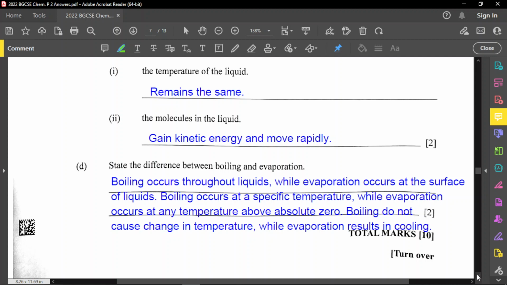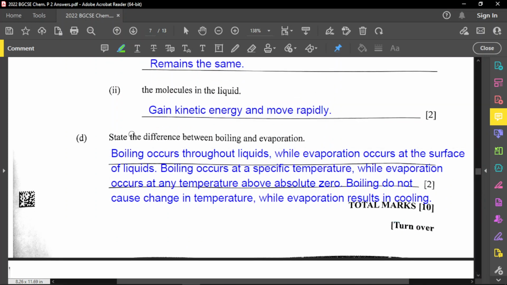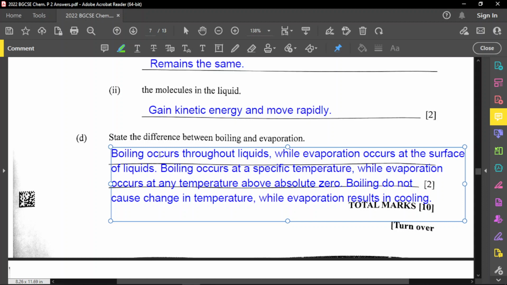All right. So part D, which is the last part of this question, is to state the difference between boiling and evaporation. For 2 marks, you're looking for 2 differences. So boiling occurs throughout the liquid, while evaporation occurs at the surface of a liquid, right? The next thing that is different is that boiling occurs at a specific temperature, while evaporation occurs at any temperature above absolute zero. So evaporation can take place at any temperature once it's above absolute zero, but for boiling to take place, the temperature must be very specific.